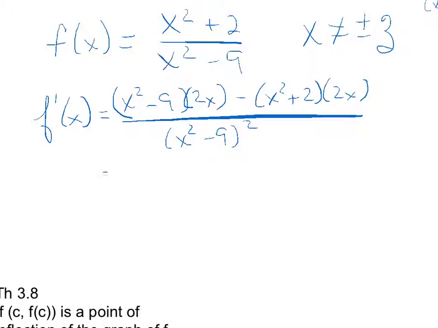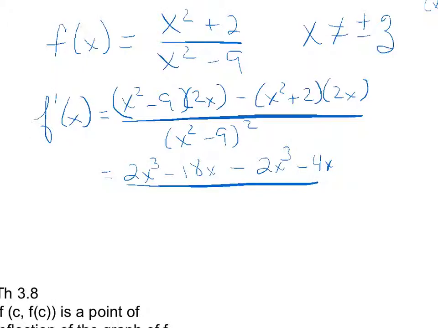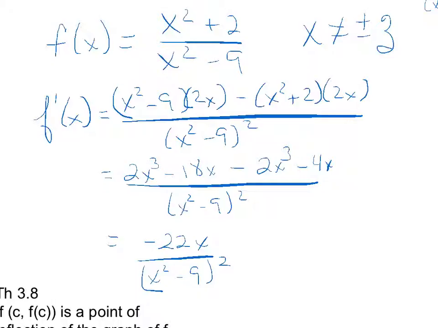Okay, if we multiply through, we get 2x cubed minus 18x minus 2x cubed minus 4x over x squared minus 9 squared. So that is negative 22x over x squared minus 9 squared. Okay, if I were looking for critical numbers, what would the critical numbers be? Zero. Okay, critical number is x equals 0.